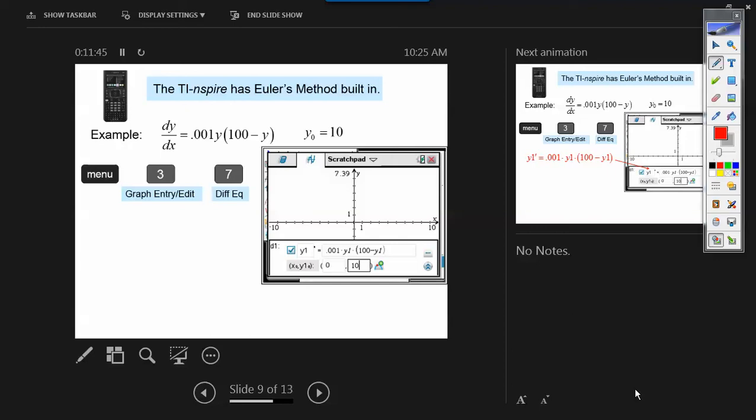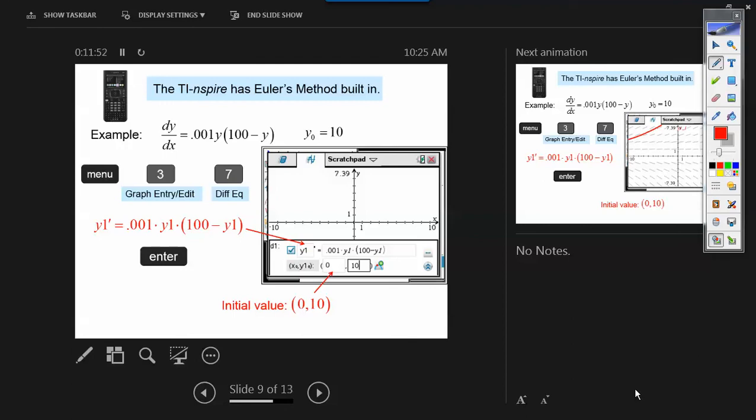Let's put our initial condition in there, 0 and 10. If you get that typed in, let's see if you all get what they get here. Are you getting that right there?